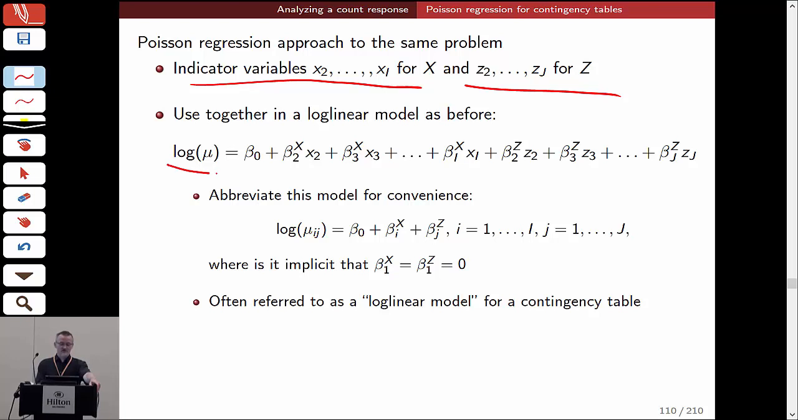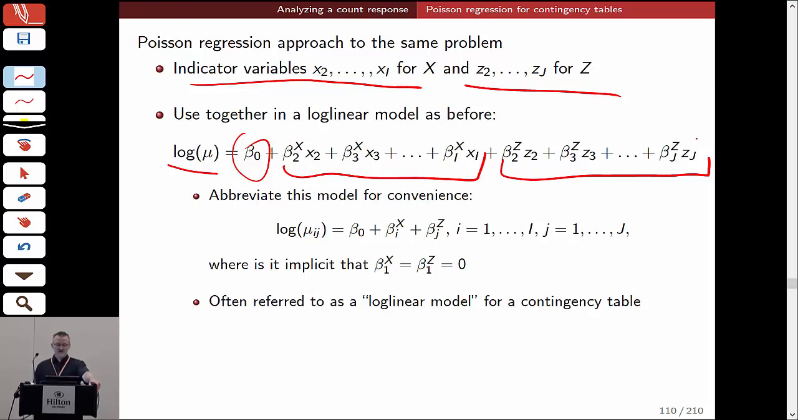So I have a model for the log of the mean that has this intercept plus the terms representing the x variable. These are the indicators times their coefficients for the row variable, plus the same sequence of terms for the column variable. This gets to be really a pain to write out, especially when you perhaps later have more than two variables.